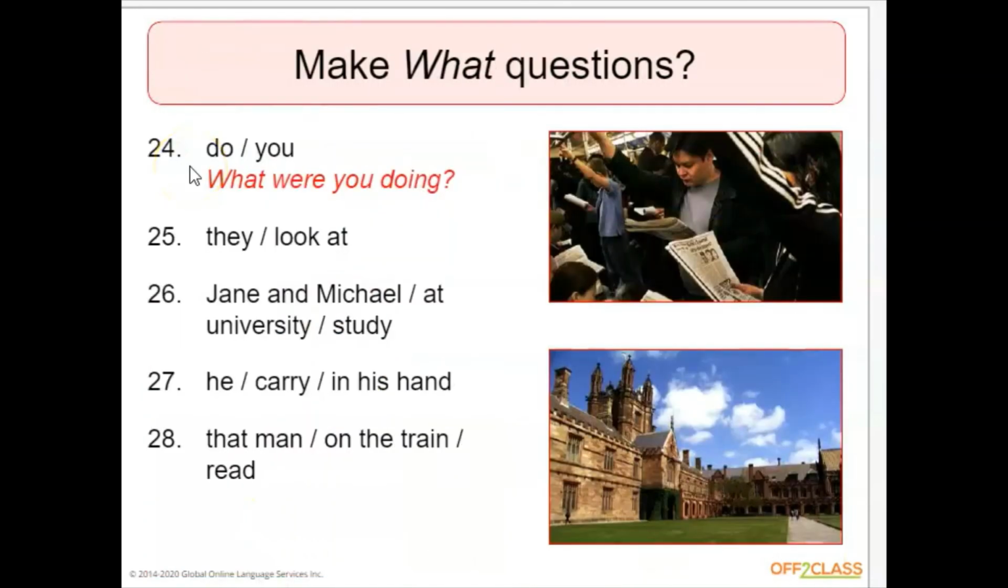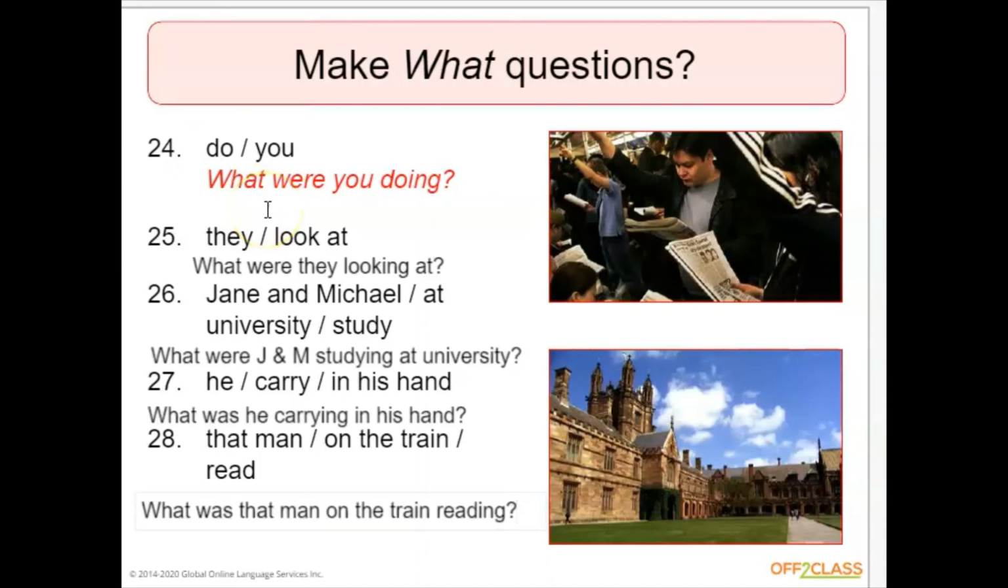Okay, so let's practice that with what questions. Okay, so we have prompts, right? First one, example, do you? Okay, so what were you doing? Okay, do the same for 25 through to 28. Take 3 minutes, pause your video, and then we'll check.